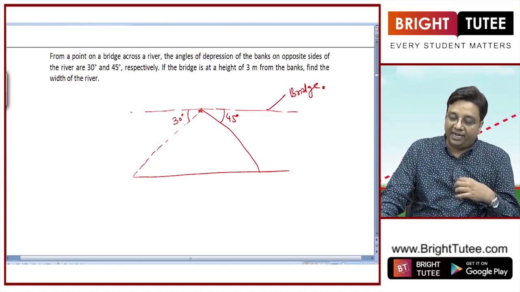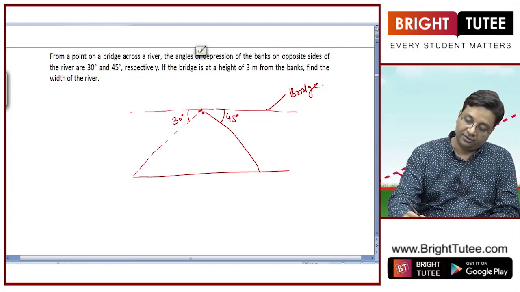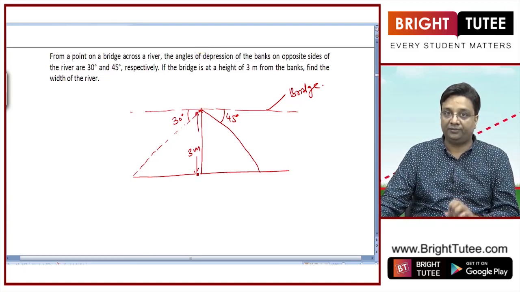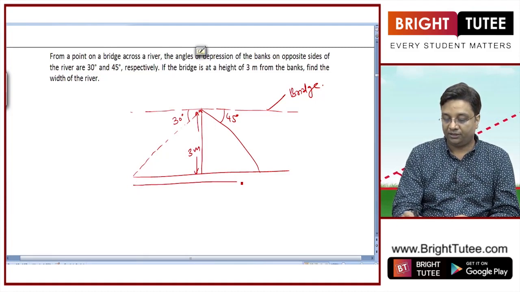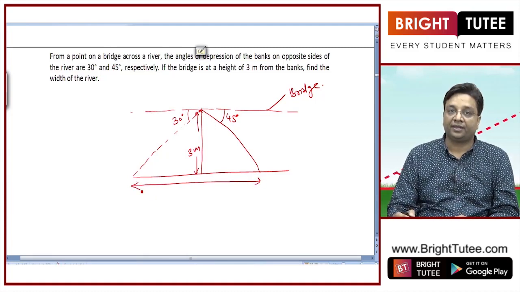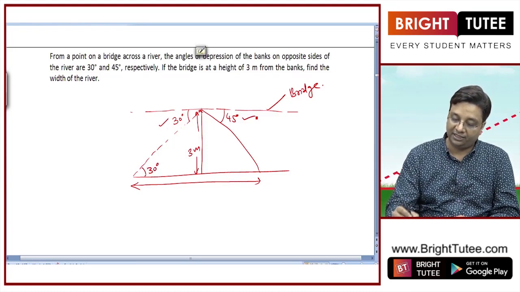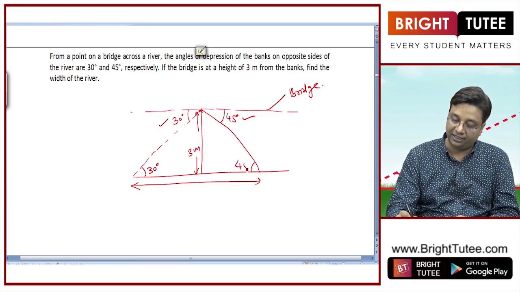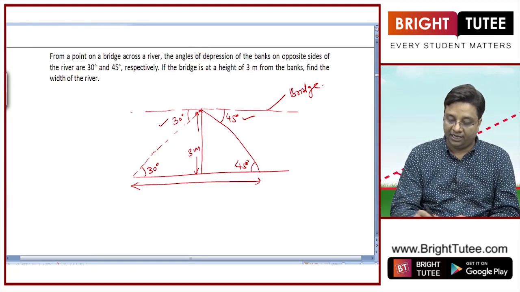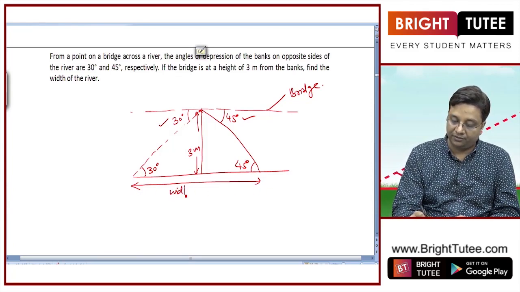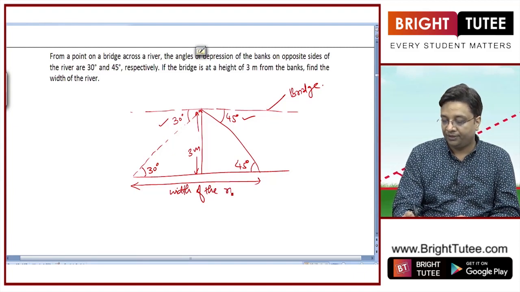If the bridge is at a height of 3 meter, find the width of the river. So this is the width of the river. Okay, so if this angle is 30 degrees, what will be this angle? This will also be 30 degrees. If this angle is 45 degrees, what will be this angle? This angle will also be 45 degrees. And you need to find the width of the river.